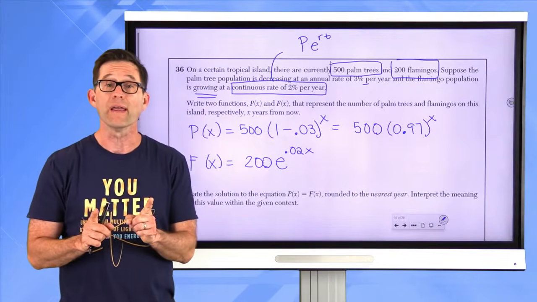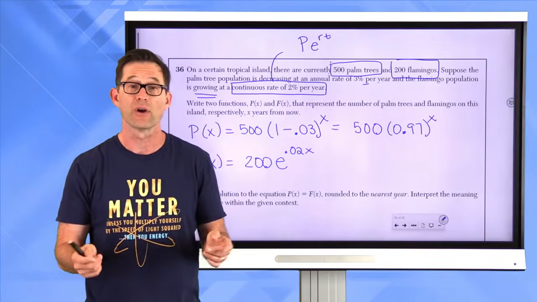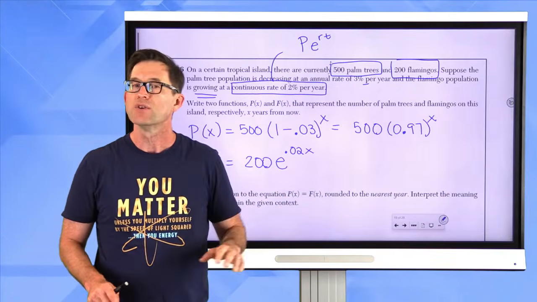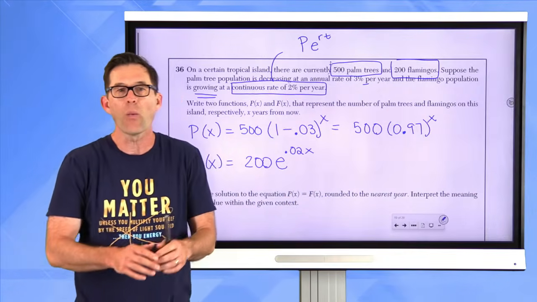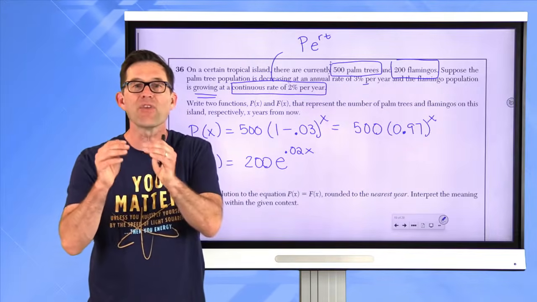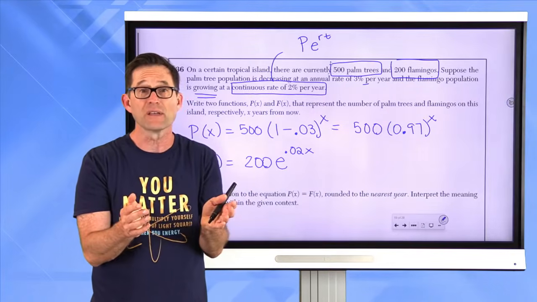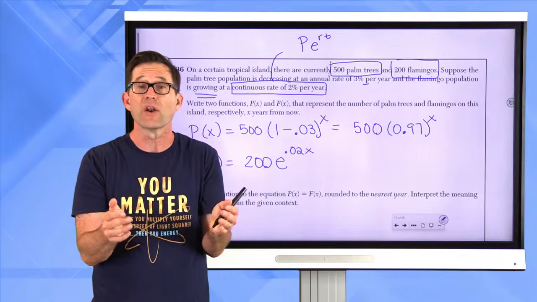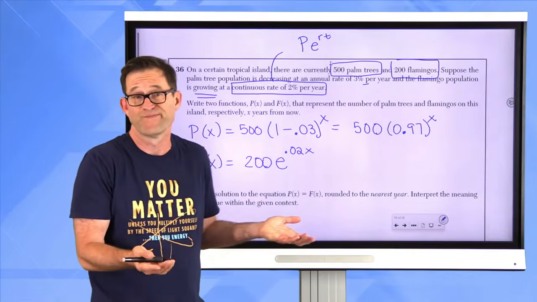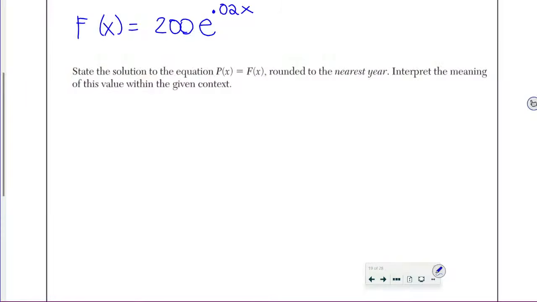Now, by the way, if the flamingo population had been decreasing, let's say by 2% per year, this would be e to the minus 0.02, okay? So with the PERT formula, you don't do that 1 plus or that 1 minus stuff. It's e raised to the RT. If r is an increasing thing, then r is positive, and if it's decreasing, r is negative. But here are your two functions. There they are. Now, let's take a look at this next one.